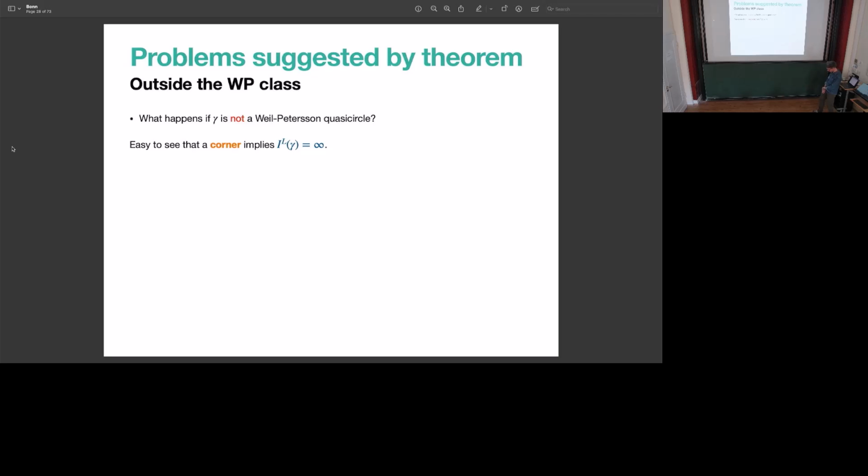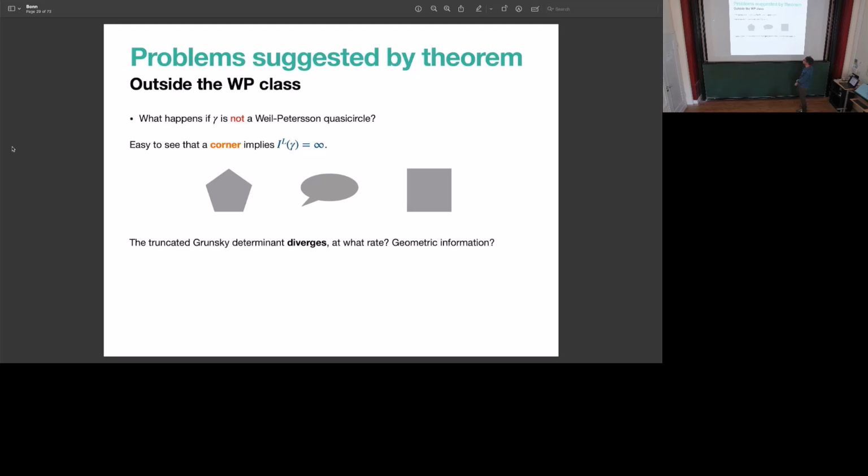Okay, so that was the assumption on beta. The other assumption was on the curve itself. So what happens if you don't have a Weil-Petersson curve? Fair question. Of course, there are many ways in which a curve cannot be Weil-Petersson, but maybe the simplest one is if it has a corner. This is not so easy to see from this Grunsky expression, but it's clear from this expression in terms of the Dirichlet integrals. If you think a little bit about how the conformal map will behave near a corner, you take the log derivative, and you have a singularity. So what happens? But still our identity holds, right?